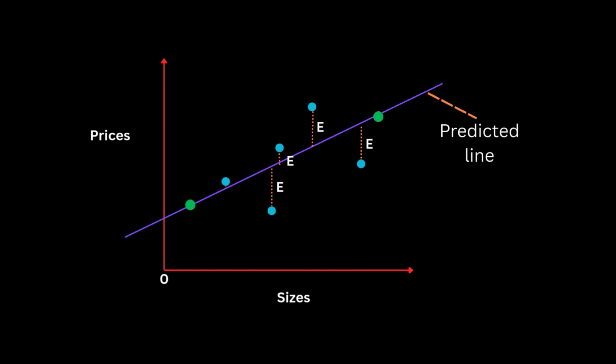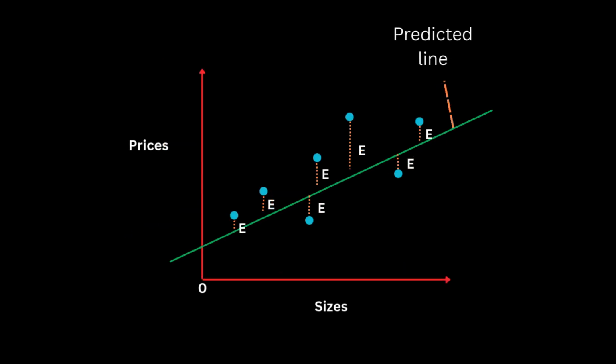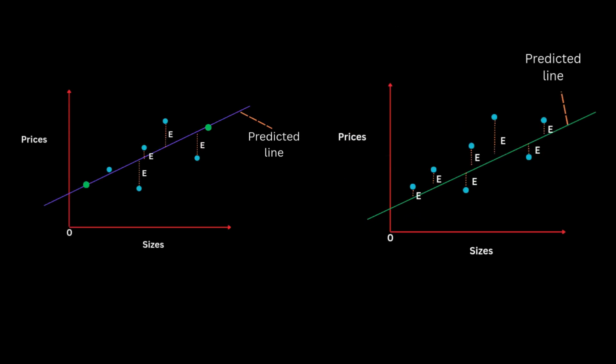Here's the problem. One line might be very wrong for one point, but good for the others. Another line might be a little wrong everywhere. Which one is better? We can't answer that by looking. What we need is a single number that tells us how bad a line is overall. A number we can compare across different lines. Lower number means better line, and that's exactly what we'll do next. We'll combine all these errors into one value, the loss. That's where learning really begins.